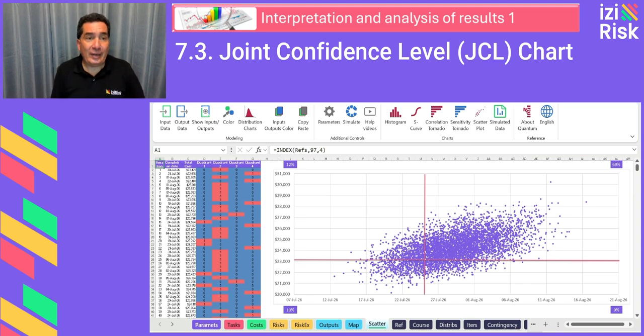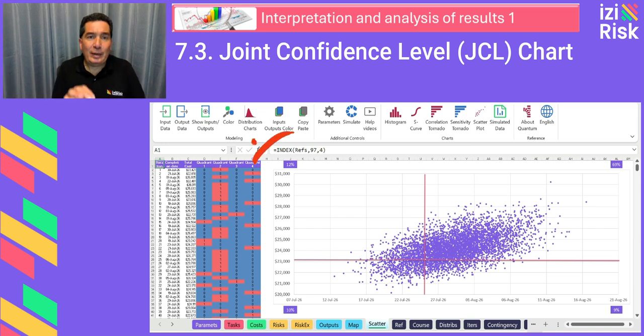There are four possible scenarios. When analyzing the scatter plot, the simulation results fall into four possible quadrants. Total success: on time and under budget. Cost overrun: on time, over budget. Delay controlled: late but under budget. And worst case: late and over budget.